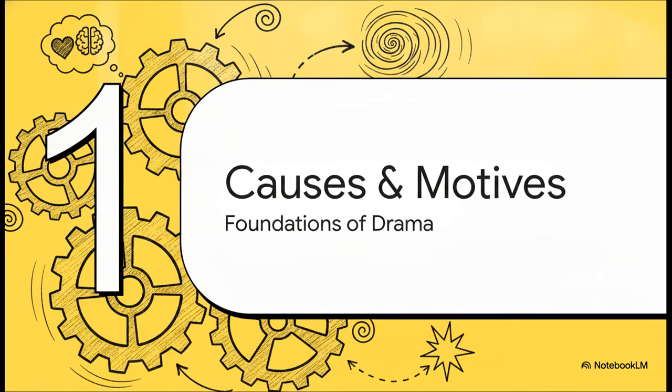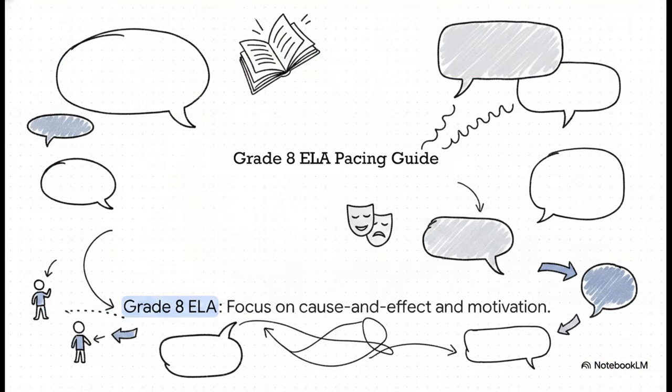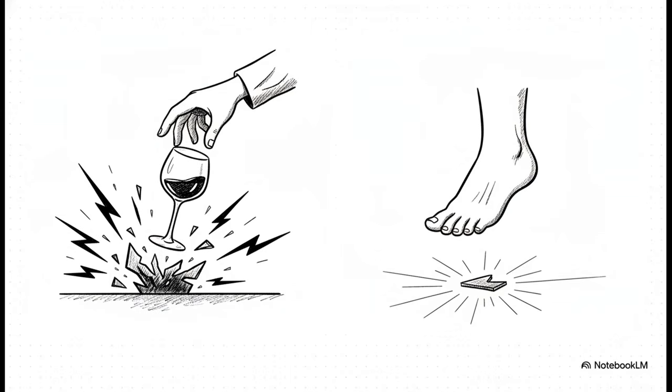We're building the very foundations of drama here. If you take a look at our Grade 8 pacing guide for Unit 5, you'll see a massive focus on cause and effect and motivation for the Diary of Anne Frank, Act 2. And honestly, there's a very good reason for that. We aren't just reading words on a page. We are tracing the invisible strings that pull these characters in entirely different directions. Let's define our terms so we're all speaking the exact same investigative language.